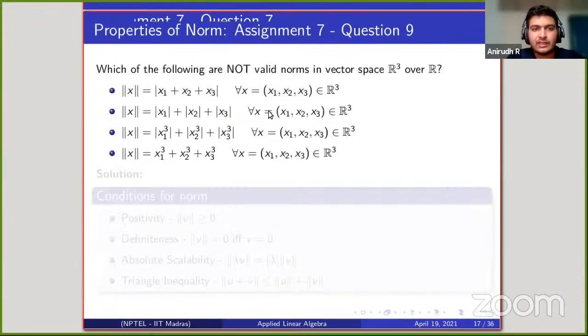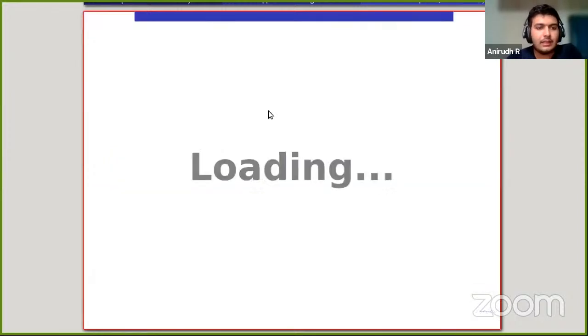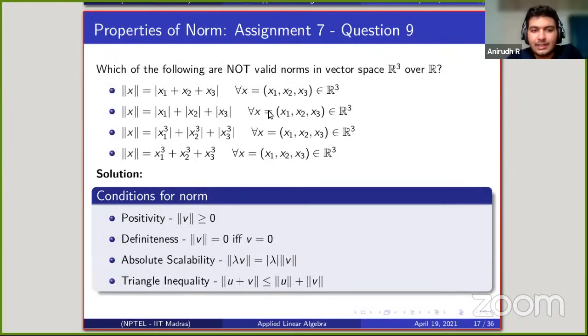Okay, now moving on to the next question. We have assignment 7, question 9. This is a question purely based on properties of norm. We are asked which of the following are not valid norms; we are supposed to find the invalid norms among the 4 options. So let's go over the conditions for a norm, or the definition of what constitutes a norm. A norm defined on a vector space V should satisfy all these 4 properties.